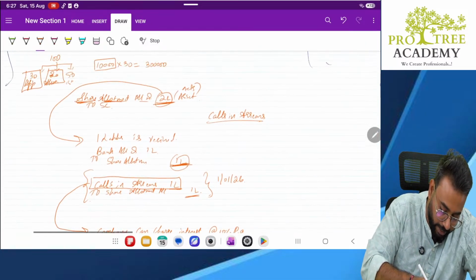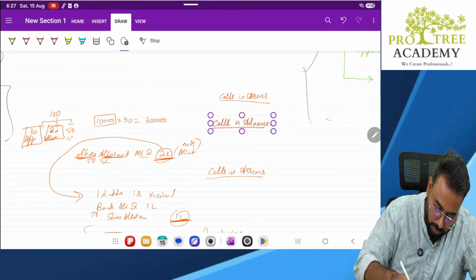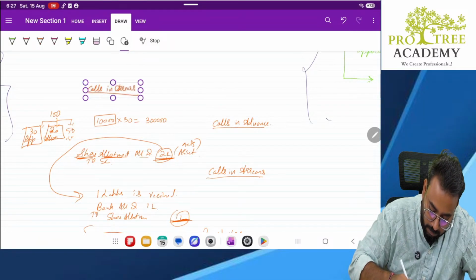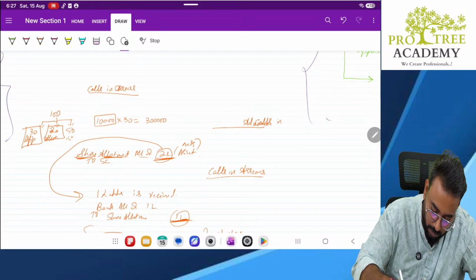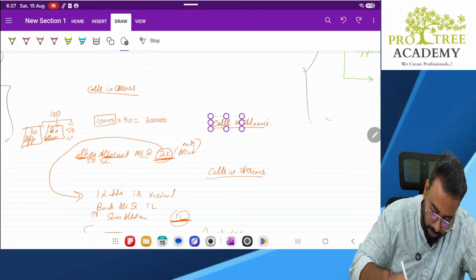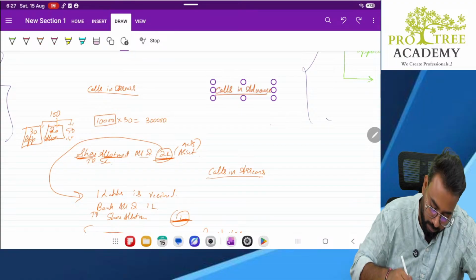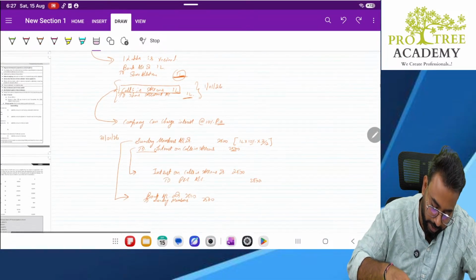Okay, so I have written the heading wrong. Okay. So these are your entries for calls in arrears. Please note it down.